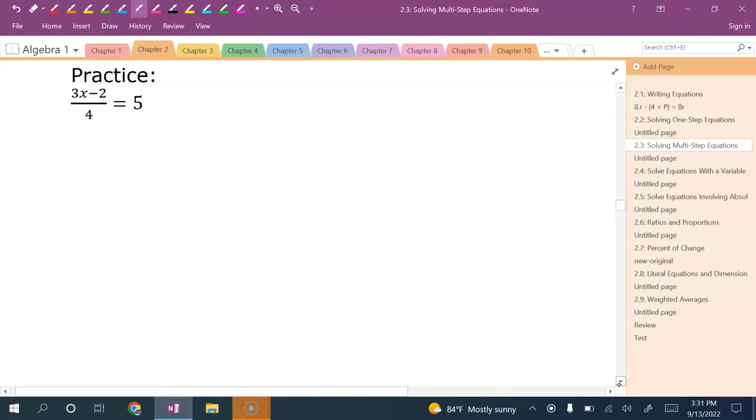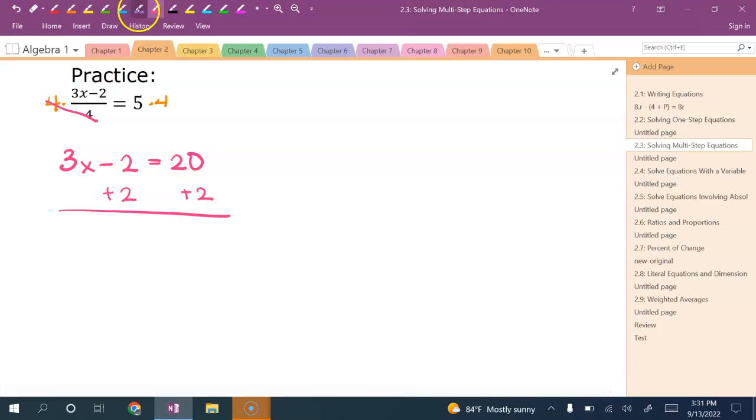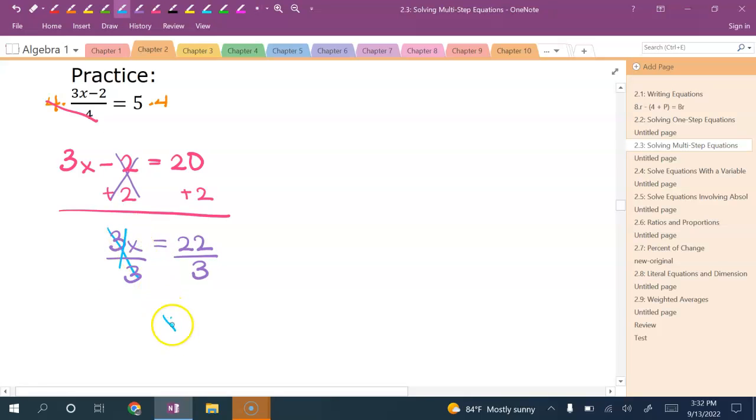Take a minute to do this practice problem and then keep watching the video to see what the answer should have been. So you should have started this the same way, where you multiply by 4 on both sides. You have 3x minus 2 equals 20. You should add 2 over first. So you have 3x equals 22. And when you divide by 3, you can't take 22 divided by 3 evenly. So I would have just left it as a fraction. So x equals 22 thirds.